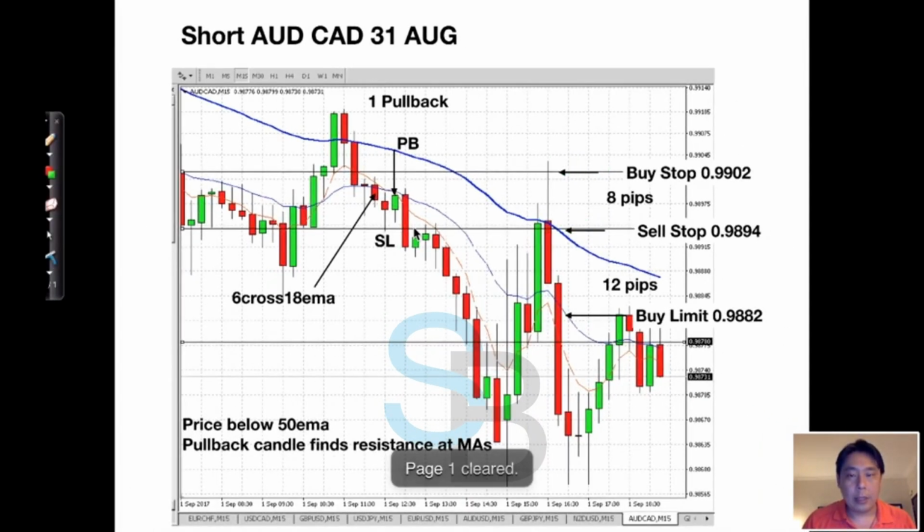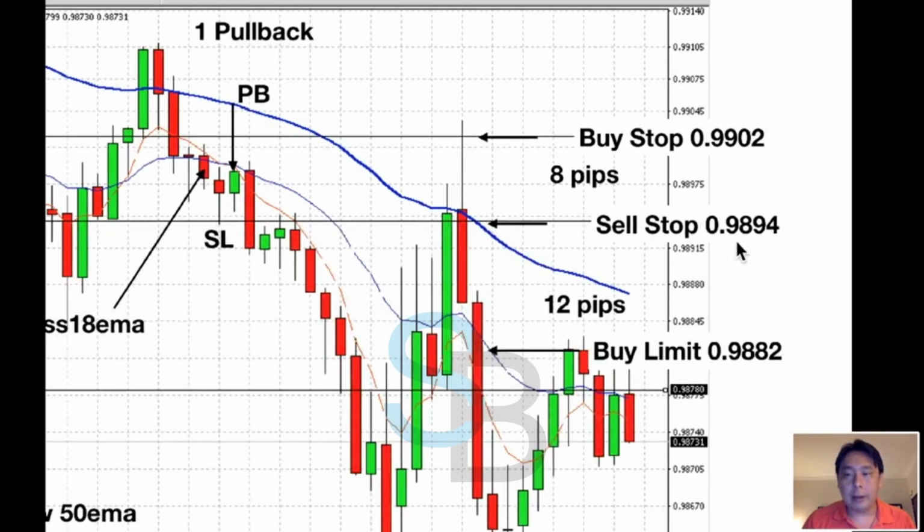In this case again, you'll be at 9894. We place our stop loss above the high of this candle. Now in this case, if you did that, you'd be only 6 pips. So 6 pips is too short. I'd say at least 8 pips. So raise the stop loss to 8 pips. So you get 9894 plus 8 is 9902. So our stop loss is somewhere over there.